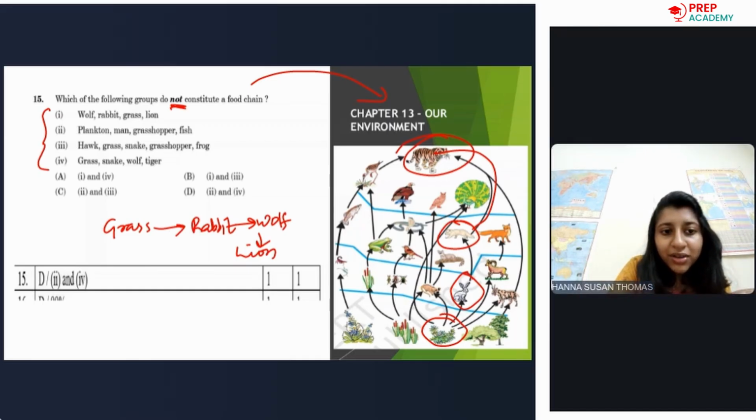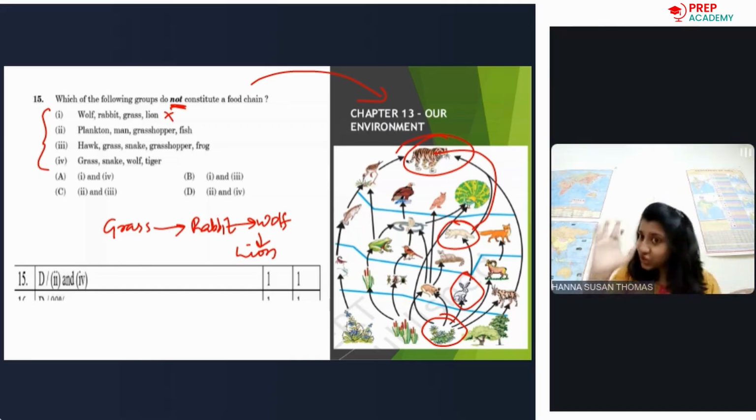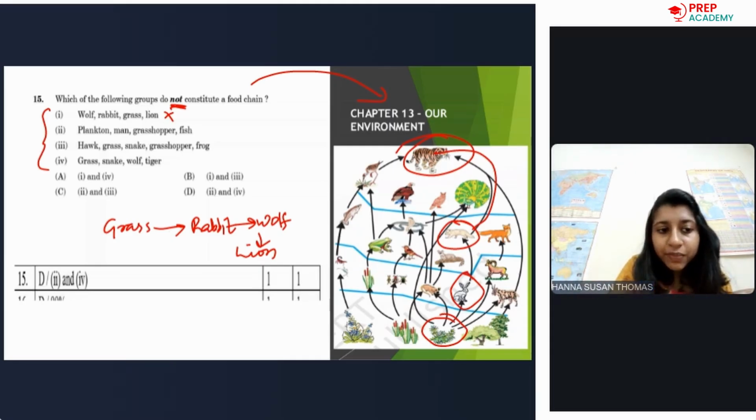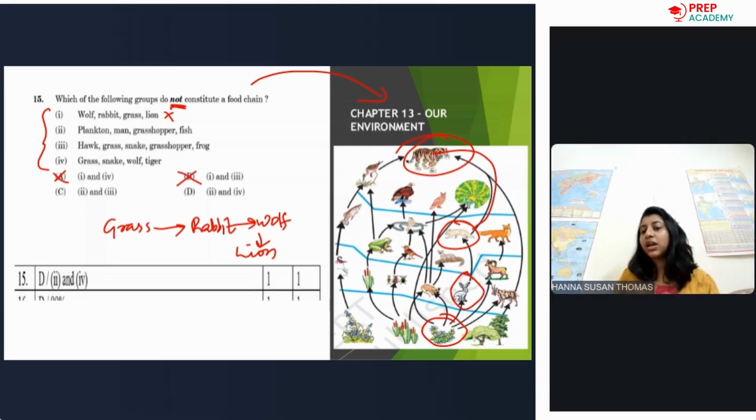So the first one won't be our answer. It's an example of a food chain for sure, but we have to find which of the following groups do not constitute a food chain, right? So the first one with regards to this question is a wrong option. You can eliminate option A because the first one cannot be our answer.